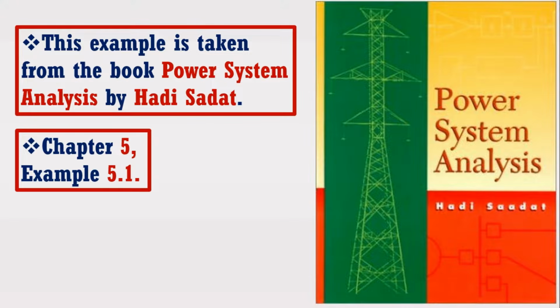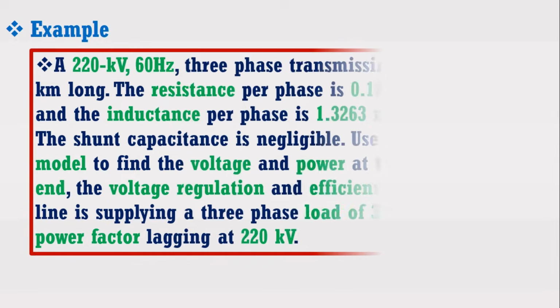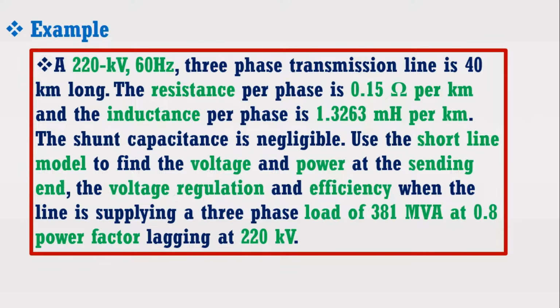According to this example, a 220 kV 60 Hz 3-phase transmission line is 40 km long. The resistance per phase is 0.15 ohm per kilometer and the inductance per phase is 1.3263 millihenry per kilometer. The shunt capacitance is negligible.